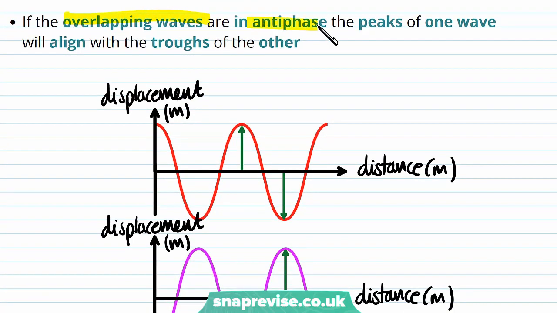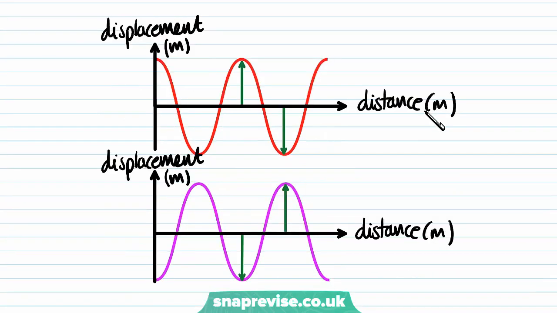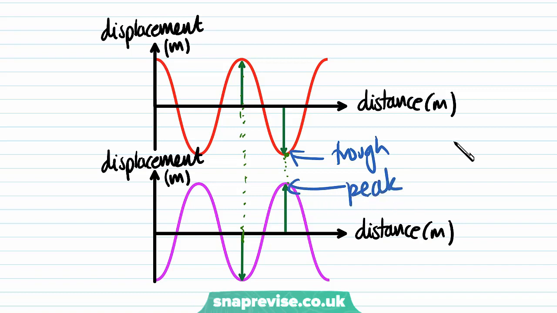If the overlapping waves are in antiphase, the peaks of one wave will align with the troughs of the other. So now we're considering 2 waves that are in antiphase, and they're overlapping here. You can see that these 2 waves are overlapping along the same direction of propagation. However, in this case, when we consider the peak of this wave, we can see that it's aligned with the trough of the other wave. And when we consider the trough of this wave, we can see it's aligned with the peak of this other wave. So we've got a trough here that's aligned with a peak here. In this case, we say that the waves are in antiphase.